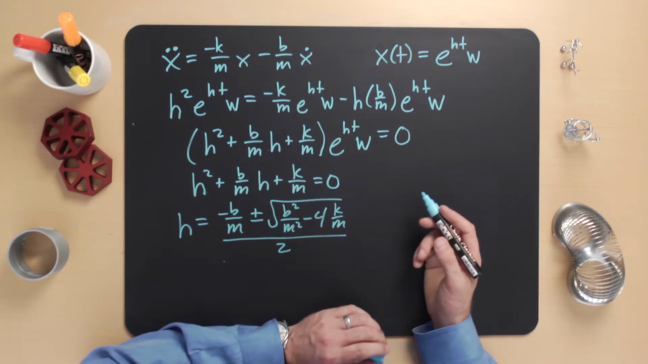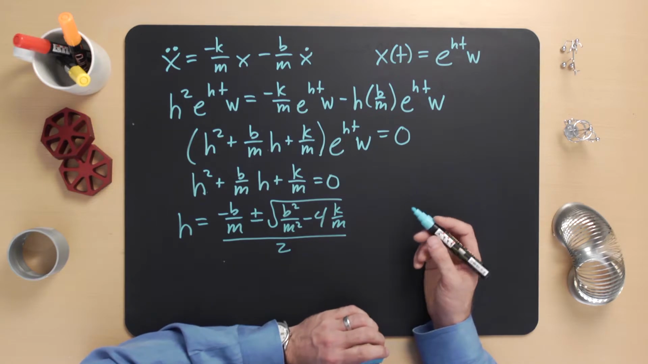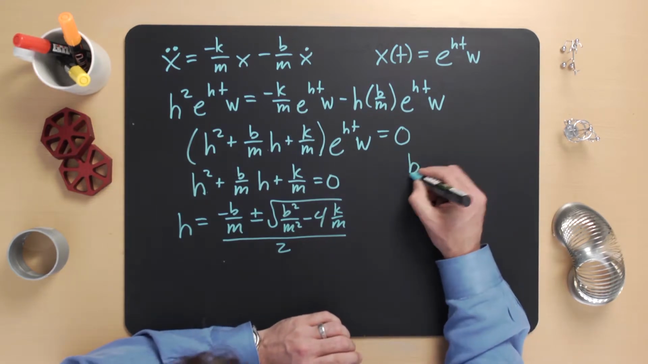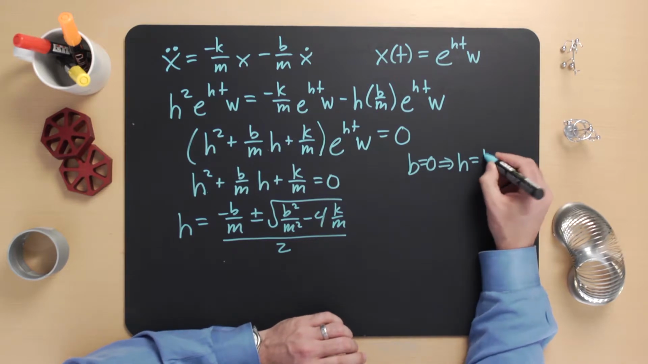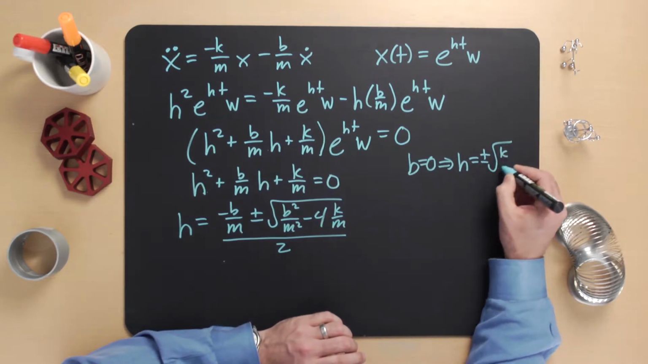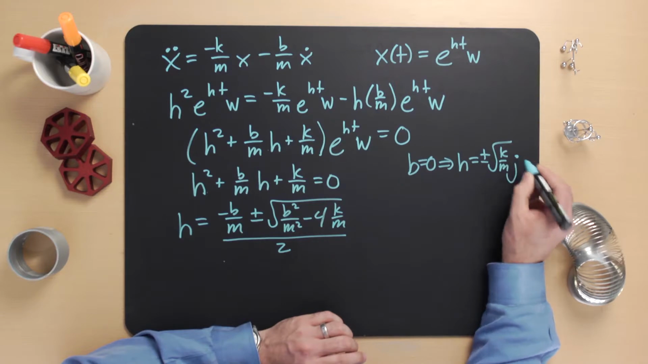If b is equal to 0, that is, there is no damper in the system, this simplifies to something we have seen before. That is, b equals 0 implies that h is equal to plus or minus square root of k over m times j. This is the same solution that we found last time, so we know it will give us sine and cosine terms and that the system will oscillate forever. However, if b is non-zero, then something else can happen.